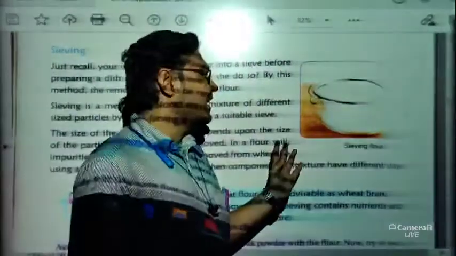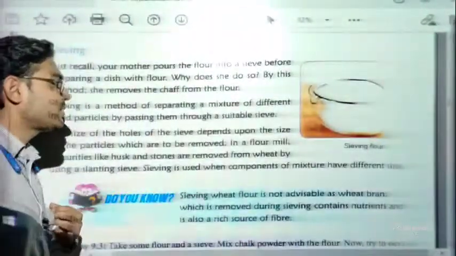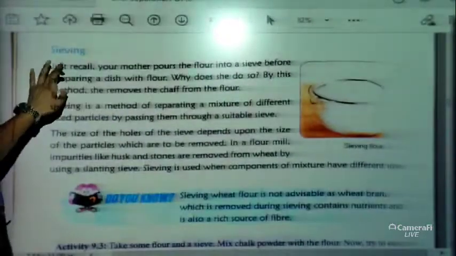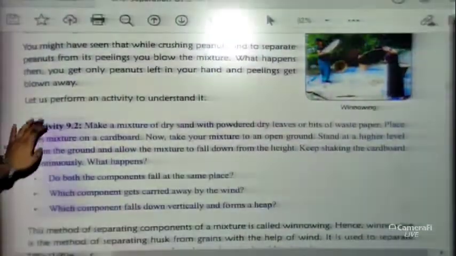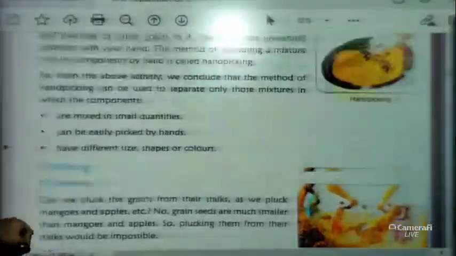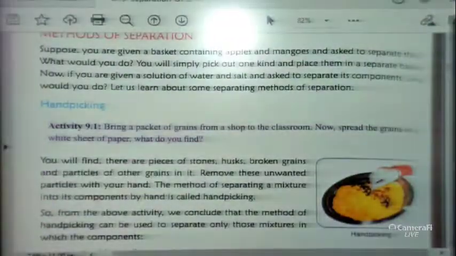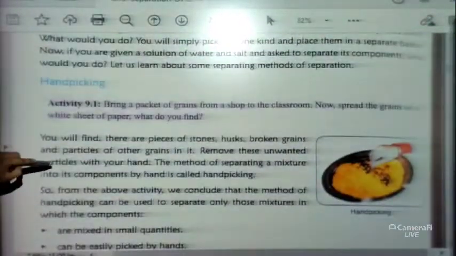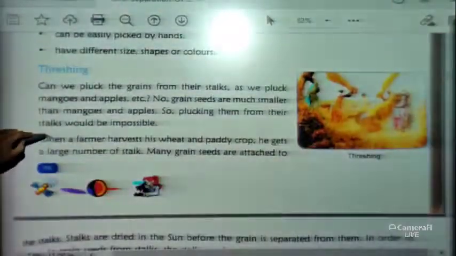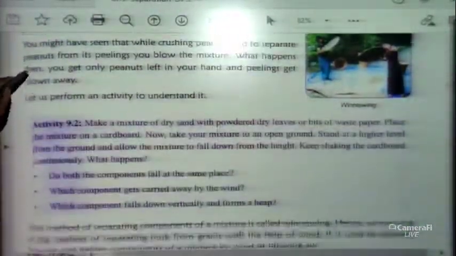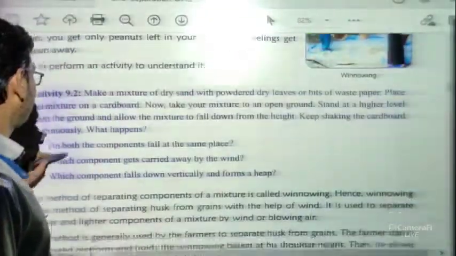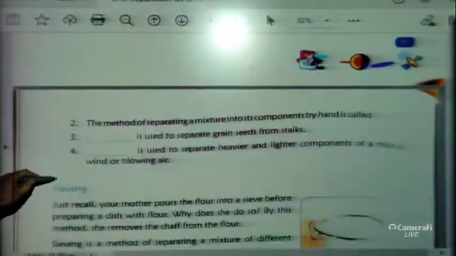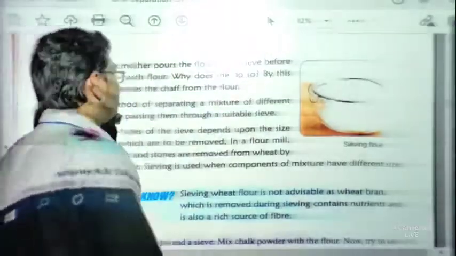So students, this is our second video lecture of this chapter, separation of substances. Previously we have seen 3 to 4 different techniques to separate the components from a mixture. Let me tell you the methods that we have seen. First of all we have seen hand picking, secondly threshing, and then winnowing. If you have not seen the previous video, first just watch the previous video. In today's video lecture we are going to start with sieving.